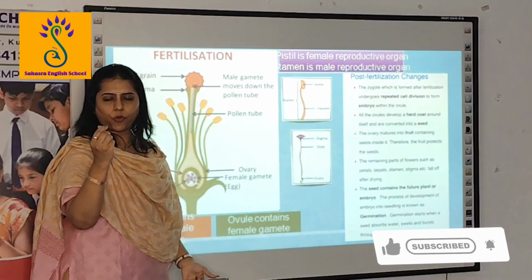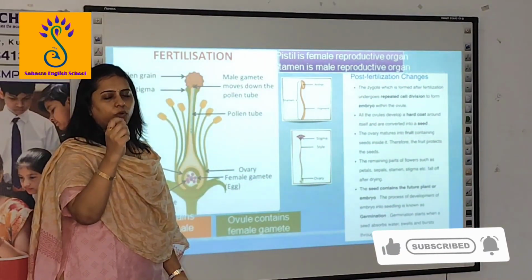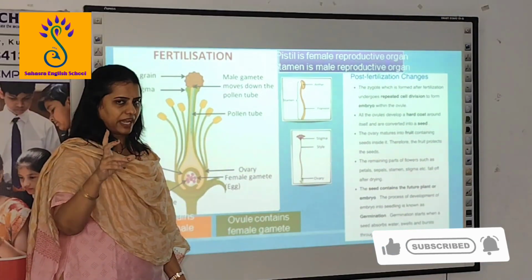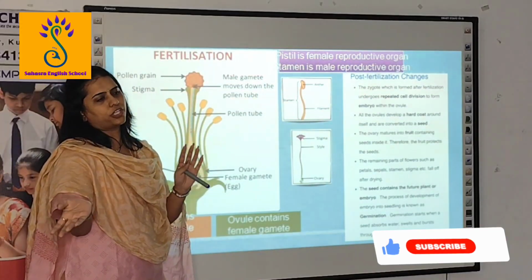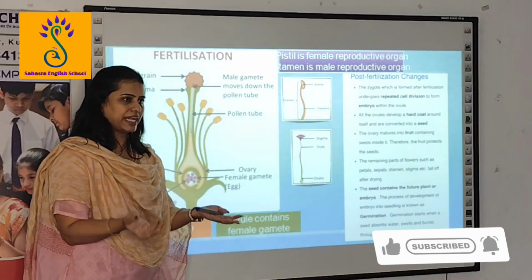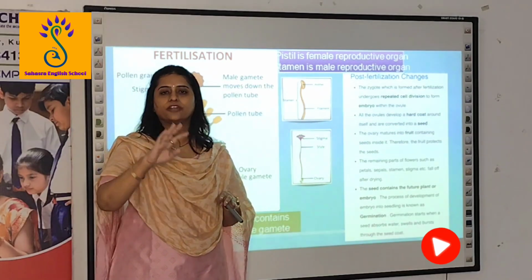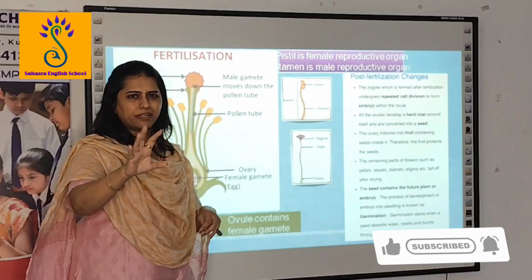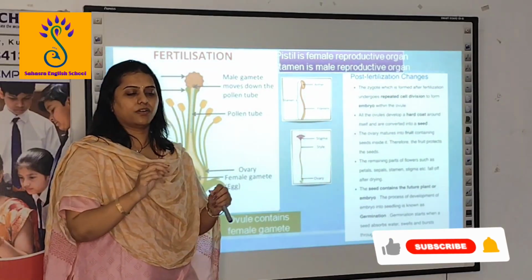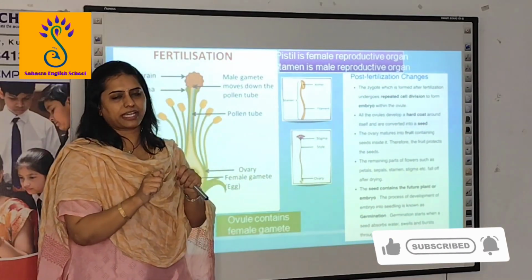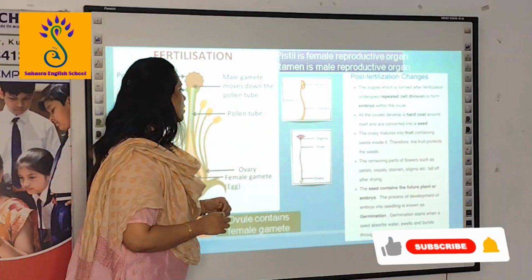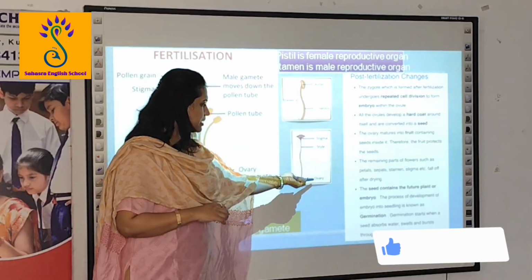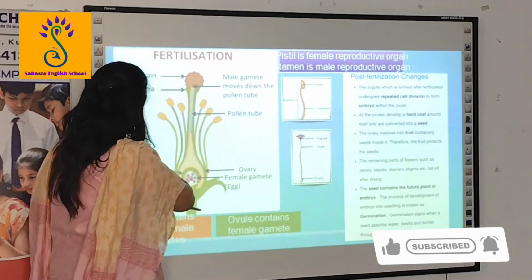In the anther, pollen grains are concentrated. These pollen grains have male gametes. Pollination occurs through self-pollination or cross-pollination. If the flower is bisexual, self-pollination is possible. If it is unisexual, it is through cross-pollination, through wind, or manually also people do it by rubbing. And the female gamete is present in the ovary, in the ovule.